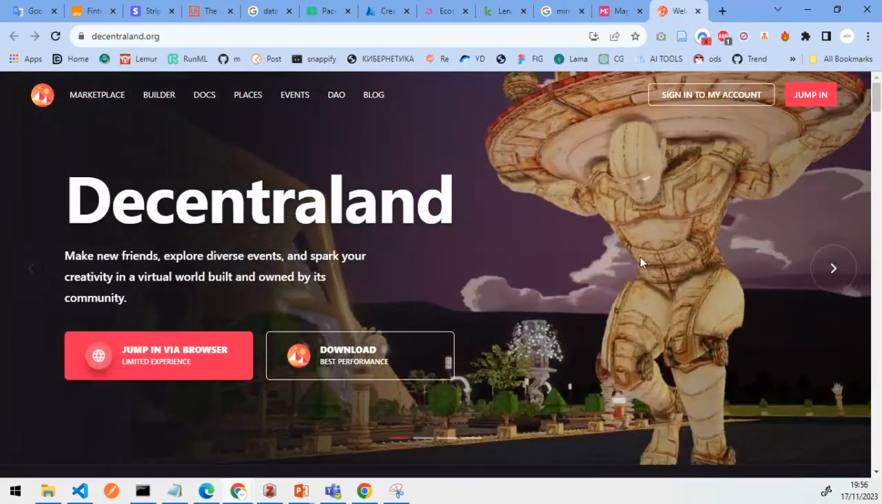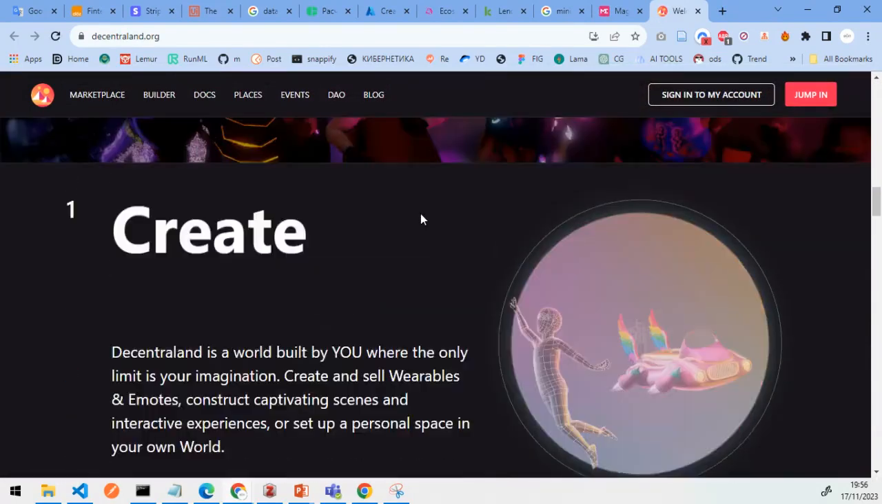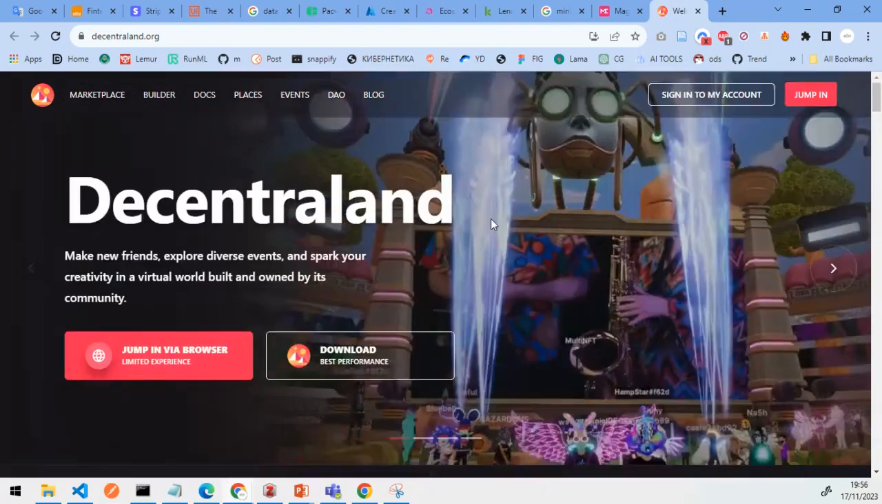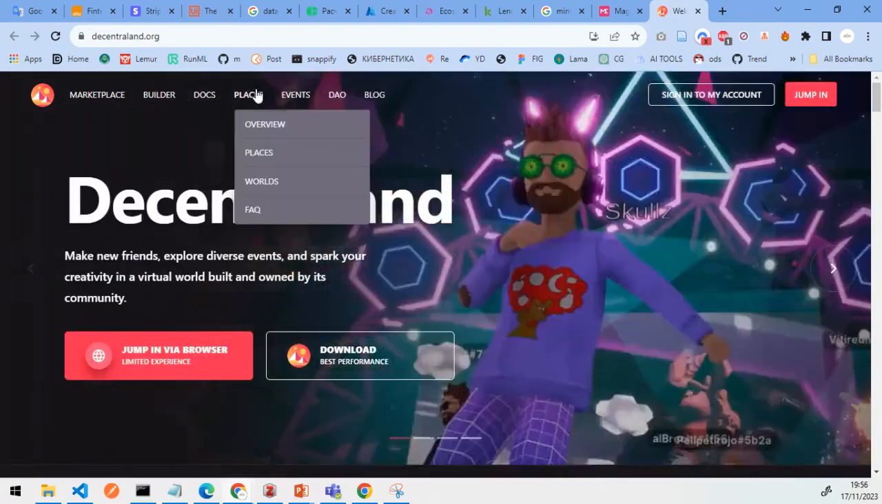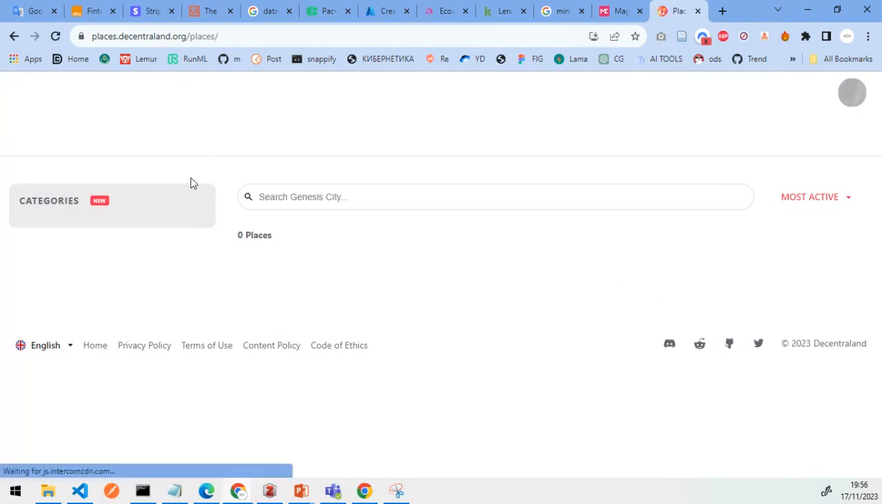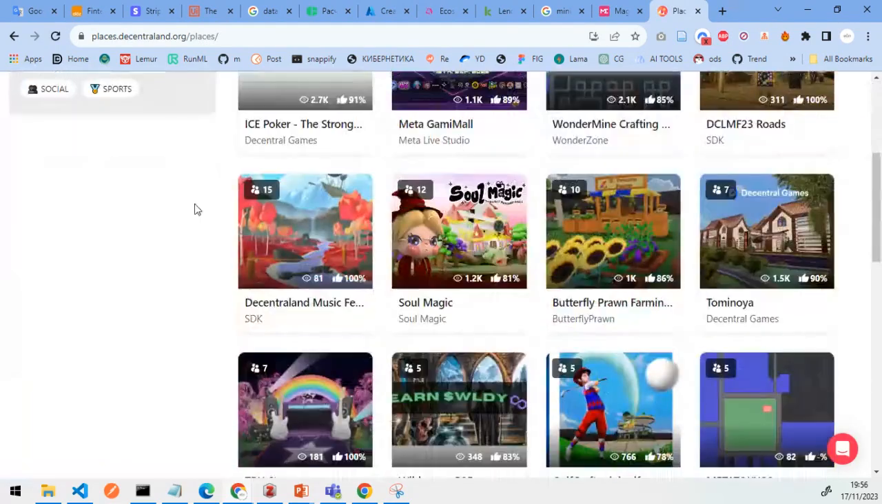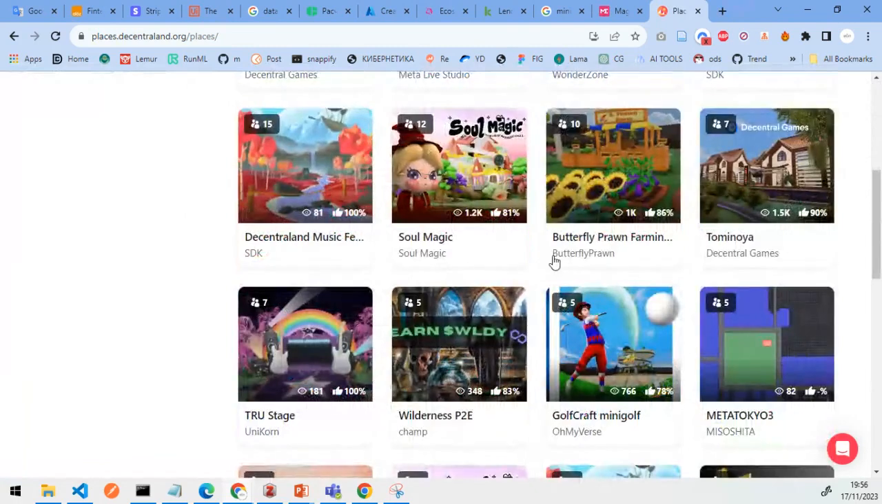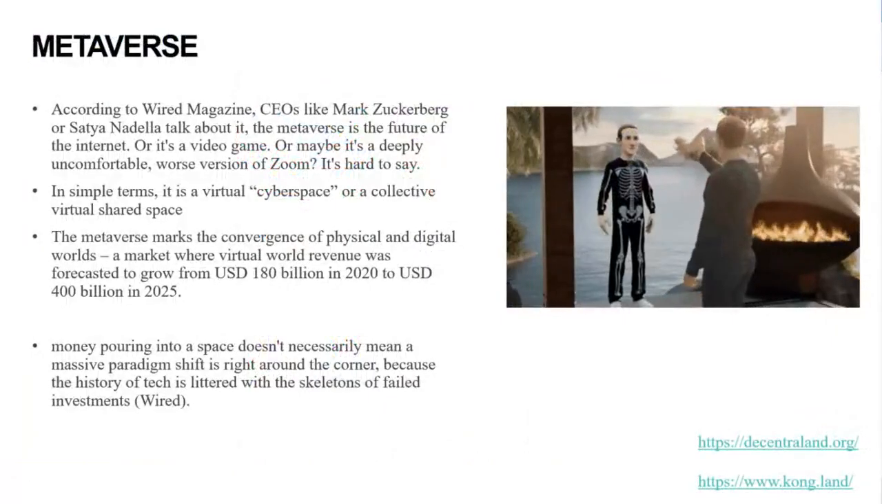People can host events in the metaverse. I think people even hosted a show. People buy products in the metaverse. It's an interesting phenomenon. You can buy land, real land in the metaverse, and then rent it and stuff like that. So this is where technology is going.